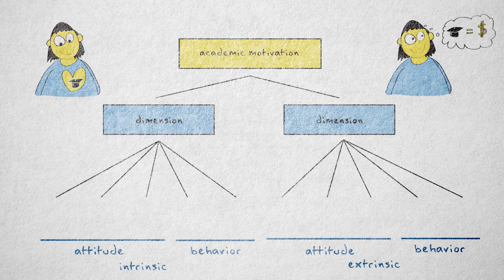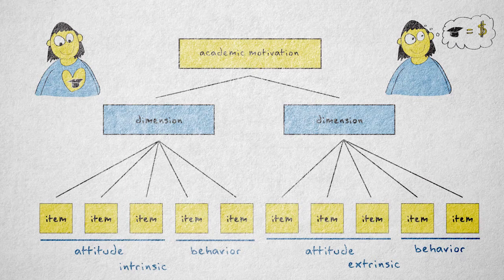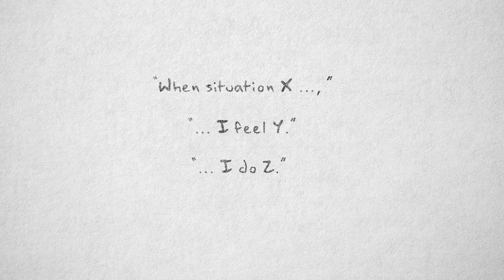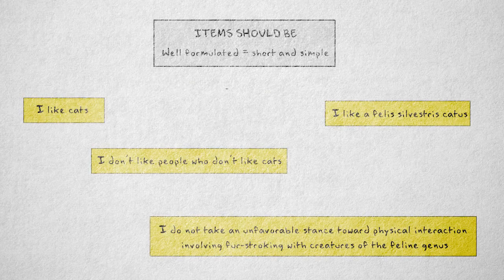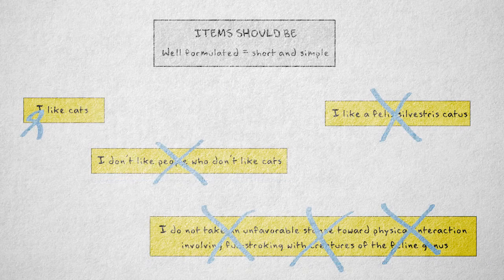Once the relevant dimensions are identified, items are generated for each unique combination of dimensions. Ideally, each item describes a specific situation and a specific expression of the property. Respondents can easily misinterpret vague or too general items. In general, all items, not just Likert items, should be well formulated. This means item formulation should be short and simple. Things like double negation, unfamiliar words, and overly complicated formulations should be avoided.